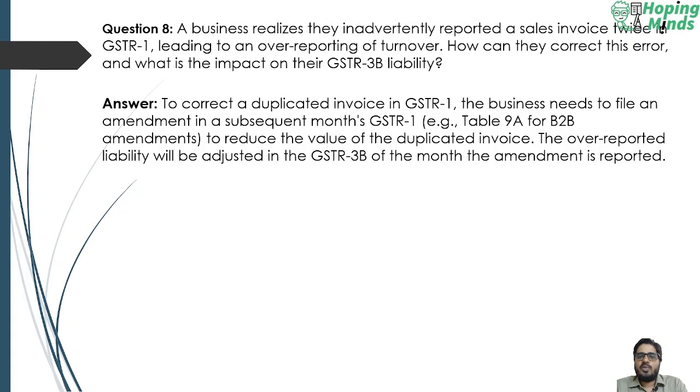So to correct a duplicate invoice in GSTR 1, the business needs to file an amendment in the subsequent month's GSTR 1 return to reduce the value of the duplicated invoice. The over reported liability will be adjusted in the GSTR 3B of the month the amendment is reported.